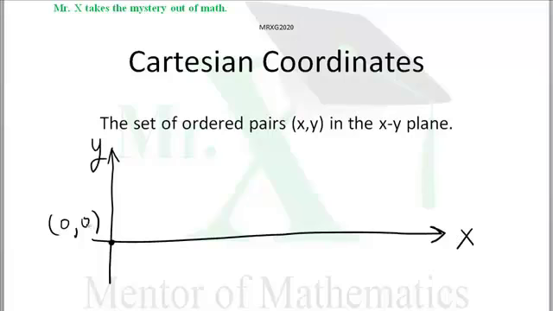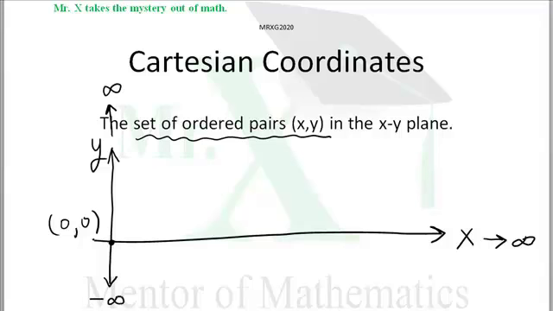There are an infinite number of ordered pairs in the xy plane. An infinite number, and that's not so hard to envision because this goes to infinity that way, this goes to infinity that way, this goes to negative infinity, and likewise this guy goes way out to negative infinity. So of course it makes sense that there would be an infinite number of ordered pairs in the xy plane.